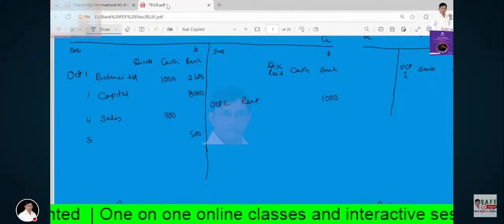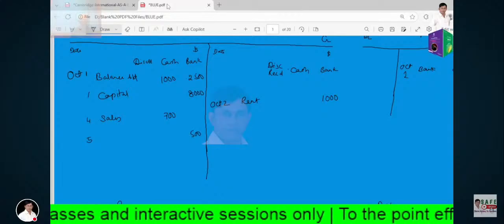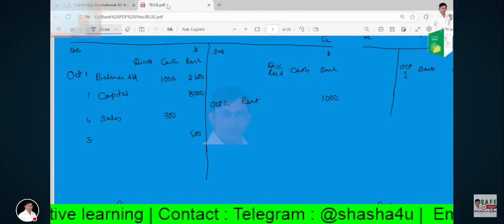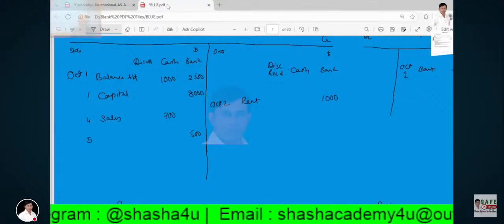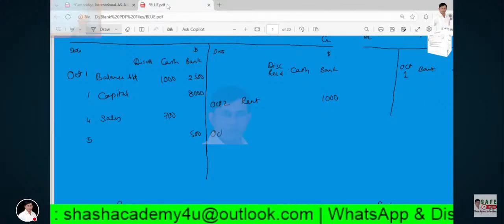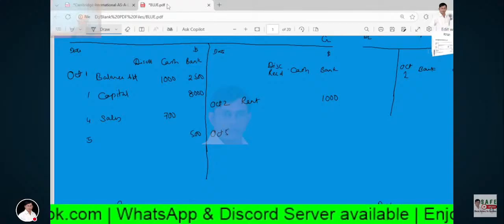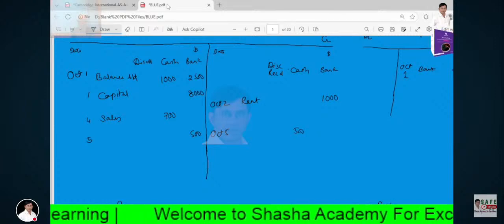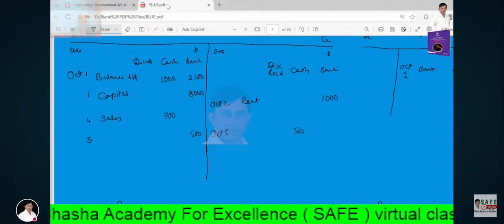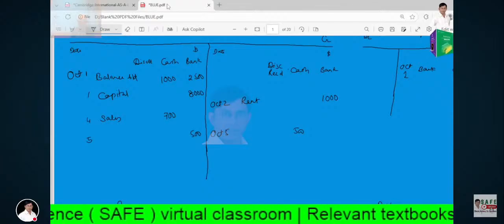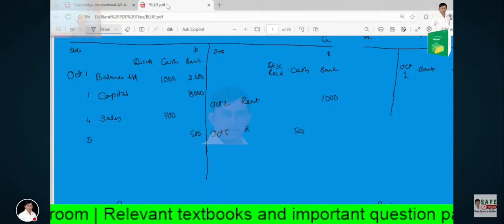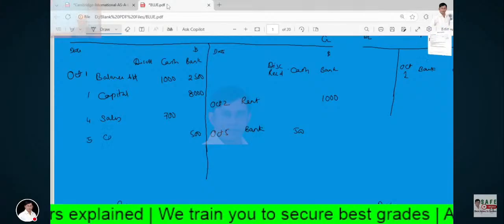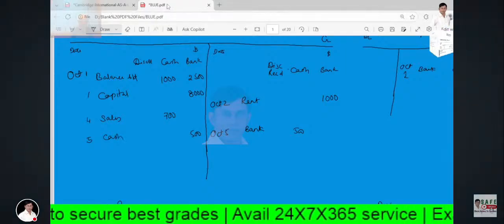Cash is coming. Paid cash into bank means money is coming in the bank, but going out from cash. So here it is cash payment and bank receipt. Same date, same line. So against this, money is going out from cash and coming into the bank. So against this, your trade bank. So against this, your trade cash. Next.